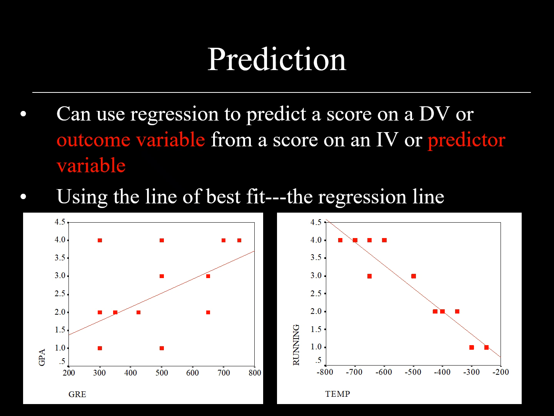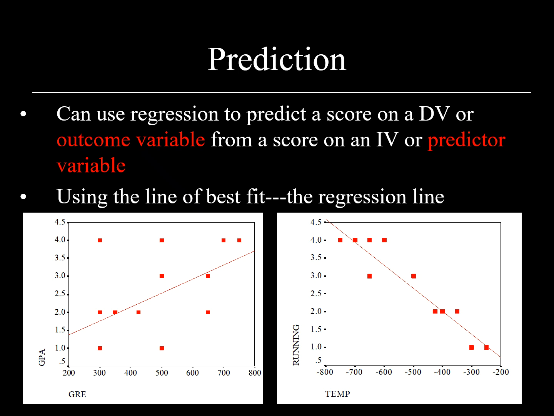This also tells you that the stronger the relationship, the better the prediction. So for instance, if I was looking at the data on the left and I made a prediction based on the line of best fit of someone that had a GRE of 600. If we look at the 600 at the bottom there and take it up to the line of best fit, we'd see that we'd predict a GPA of approximately 3.0.